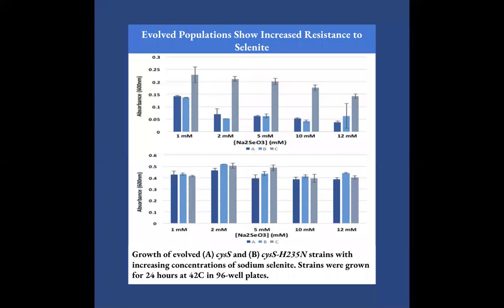As shown in graph A, the resistance was highest in the C population of CysRS compared to the other unevolved strains. Moreover, populations A and B showed a growth effect as the concentration of sodium selenite increased. The second graph differs from the first in that all the populations of the variant showed significant resistance to selenite even with the increasing concentrations.